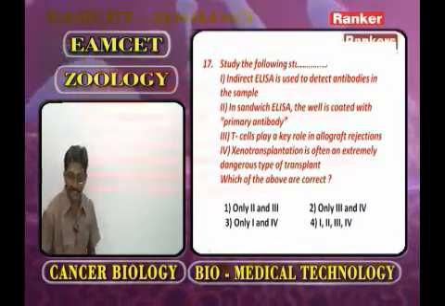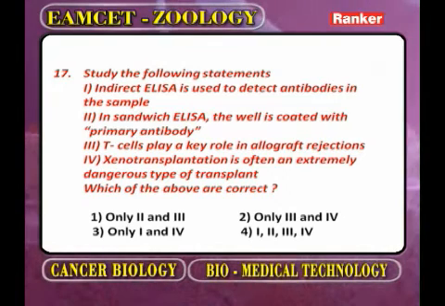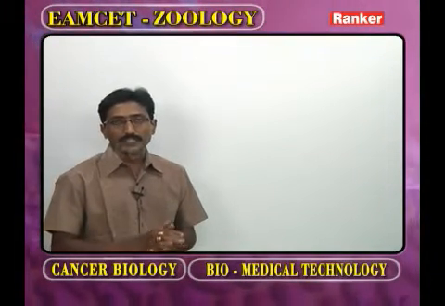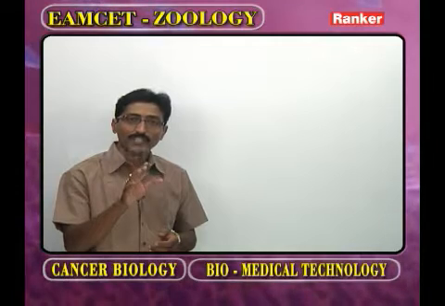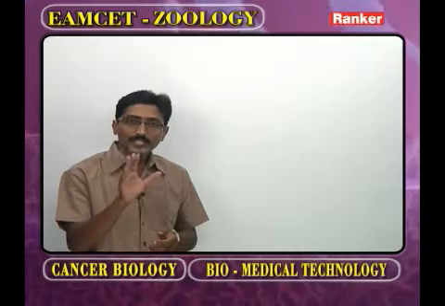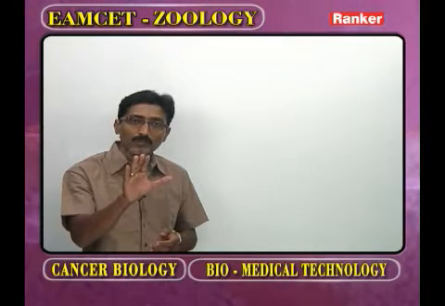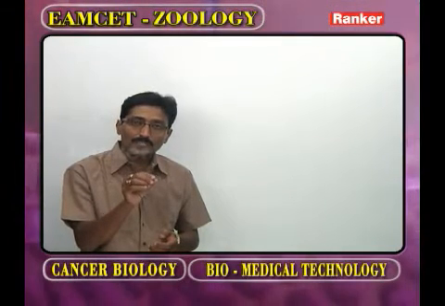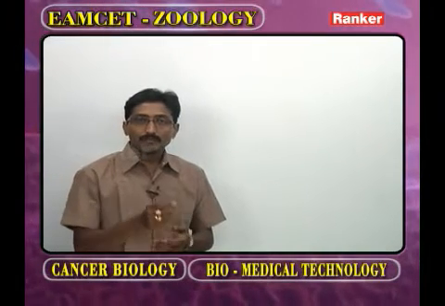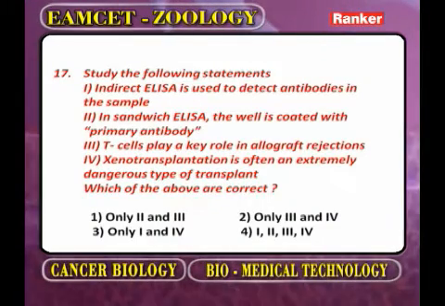Now, the first statement, the indirect ELISA. Suppose a person has been suffering from HIV virus, that means AIDS. He is doubtful regarding the AIDS, so he approaches a doctor. Now what type of test is the doctor going to conduct? Indirect ELISA. Because of the indirect ELISA, we are going to observe the antibodies.